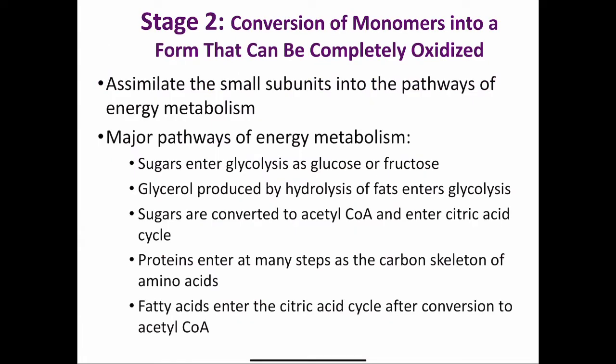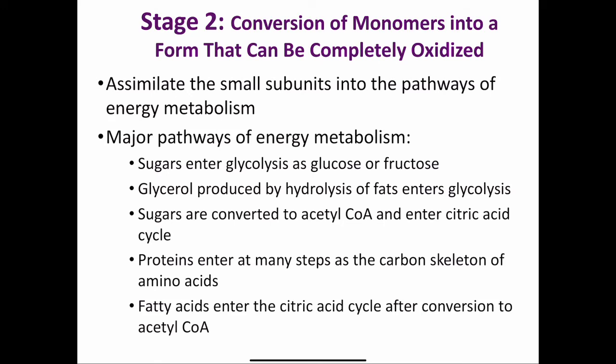The monosaccharides, amino acids, fatty acids, and glycerol must now be assimilated into the pathways of energy metabolism. The 2 major pathways are glycolysis and the citric acid cycle. Sugars usually enter the glycolysis pathway in the form of glucose or fructose. They are eventually converted into acetyl coenzyme A, which is a form that can be completely oxidized in the citric acid cycle.